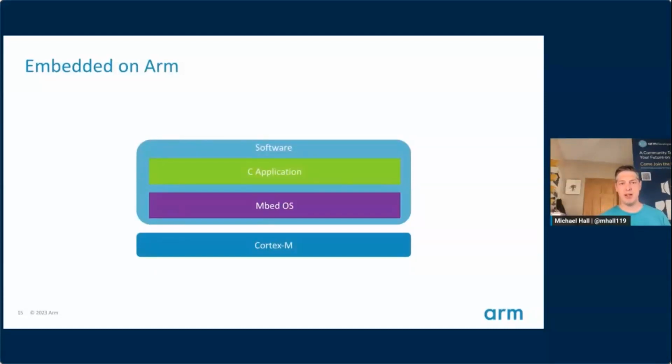And on top of that, you're going to have some kind of RTOS, like the Embed OS that ARM provides. And on top of that RTOS, you're going to run your application code, which for Embed OS is going to be a C application. You could also use Zephyr here, in which case Zephyr is your RTOS, and your C application is going to interact with their APIs instead of the Embed OS APIs.